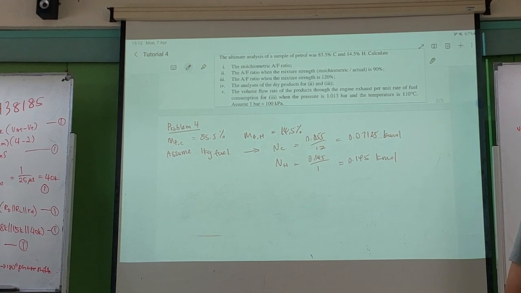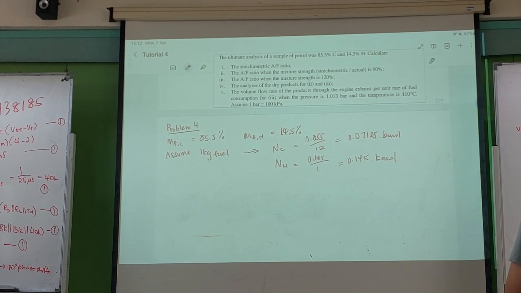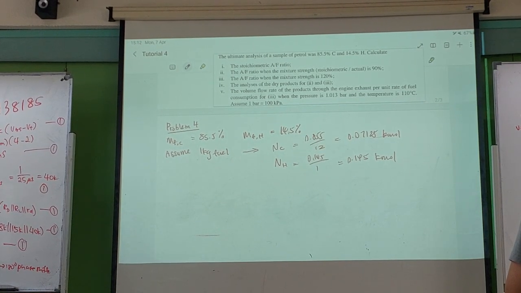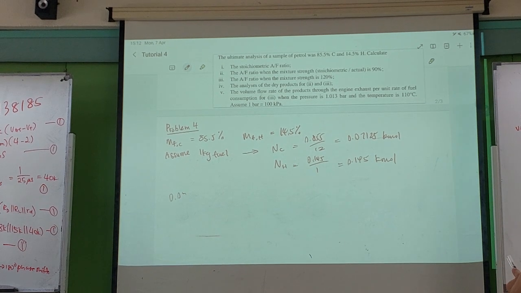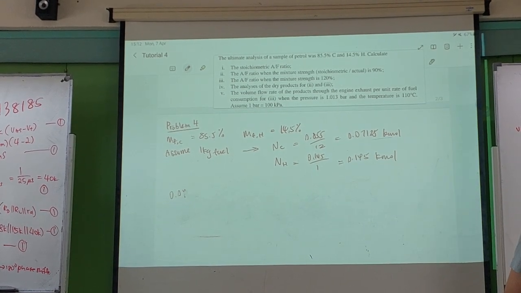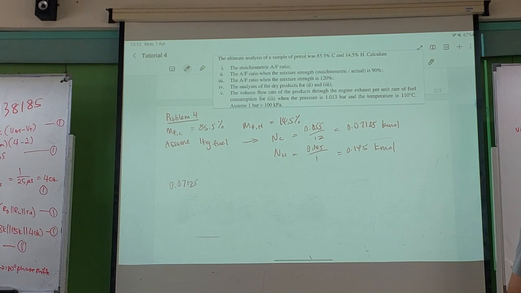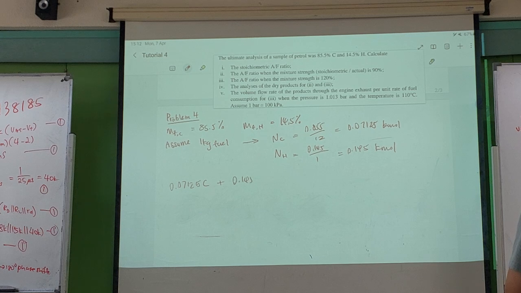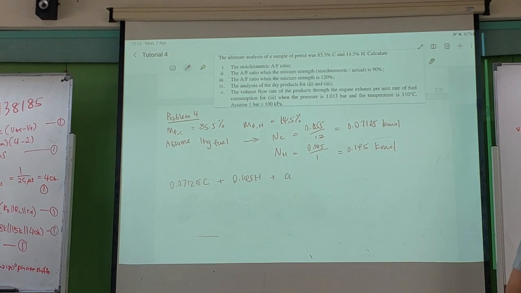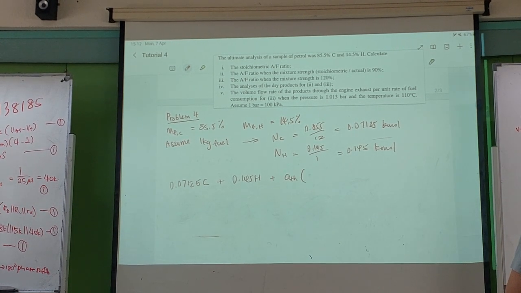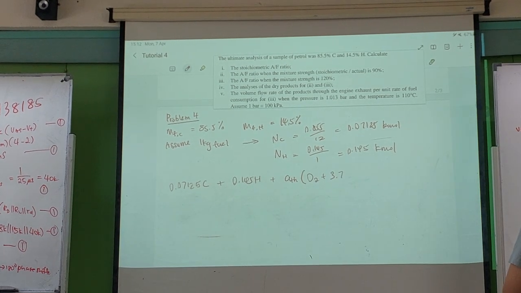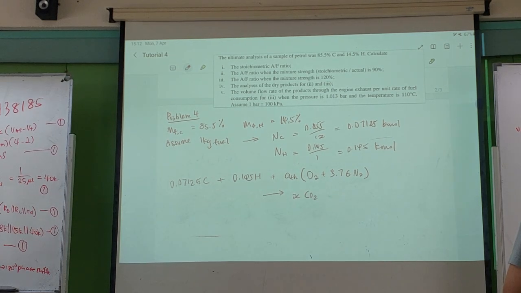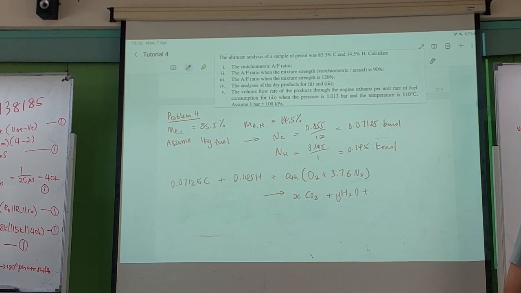Then you use this to construct the equation. So equation 1 asks for the stoichiometric air fuel ratio, so nothing special here. So we use 0.07125 C plus 0.145 H plus a, so ATH for a, O2 plus 3.76 N2, and the products you get are CO2, H2O, and N2.